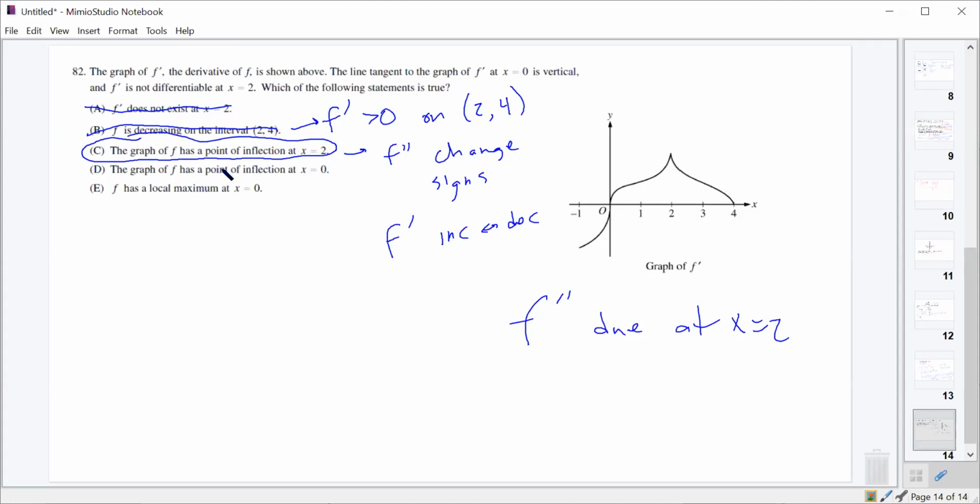We would see that it's not D, because for D to be true, f double prime would have to change signs, and f prime would have to go from increasing to decreasing or vice versa, which it's not. It's increasing through 0. And then f having a local maximum at x equals 0, that would mean that f prime, if it's going to have a maximum, needs to go from positive to negative. And f prime is going from negative to positive at 0, so it actually has a minimum at that value. Everybody good there with 82?